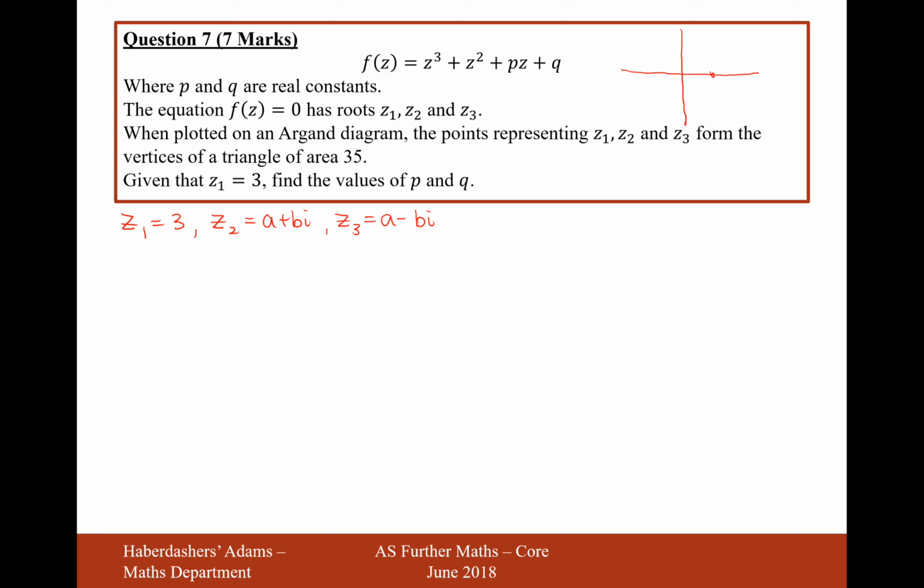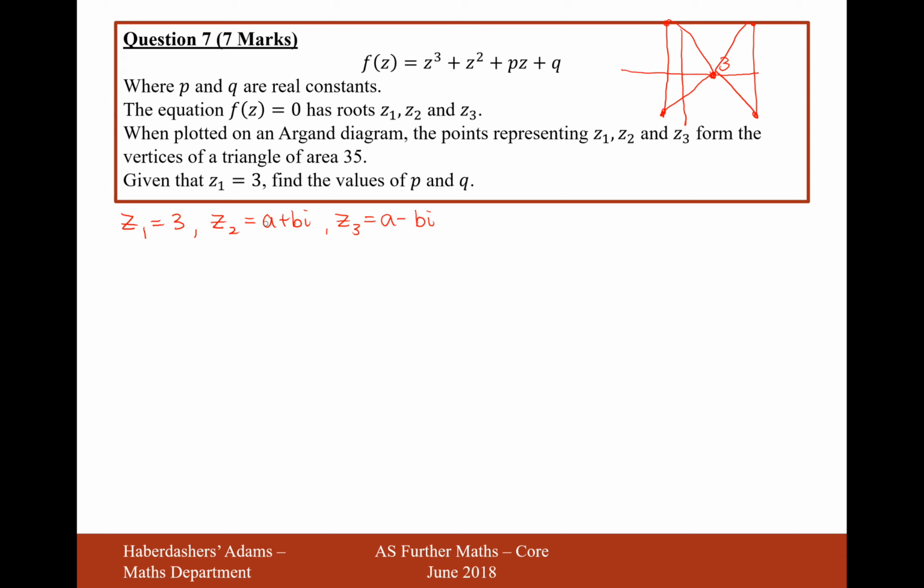So let's draw this on the Argand diagram to visualize. If this coordinate here is 3, then we're going to have to make a triangle. Either it's going to be on this side over here to make the triangle, or it's going to be on this side over here. So potentially two values of a and two values of b, but we'll see.